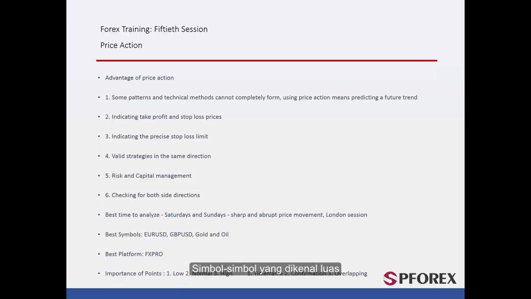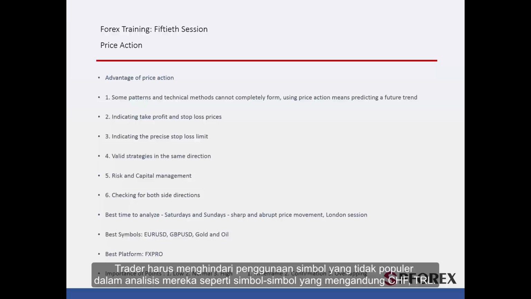Widespread symbols. A trader should select the most appropriate and prevalent pairs and commodities like Euro against the US dollar, British pound against the US dollar, gold and oil. A trader must avoid using unpopular symbols in their analysis, such as those symbols that have CHF or TRL.